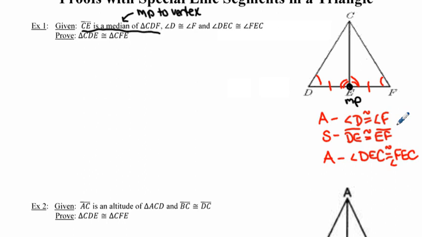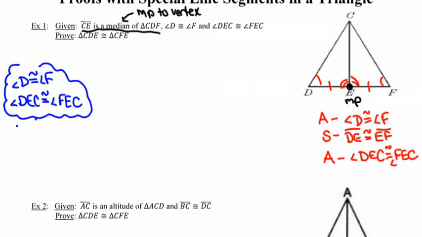So there's my plan, there's my outline. Those are the things I know I need to talk about in my proof. I'm going to put the angles in there first because I think they're a little bit easier. I know that angle D is congruent to angle F, and then angle DEC is congruent to angle FEC for the same reason. And that's because we're told that they're congruent. So now that's done.